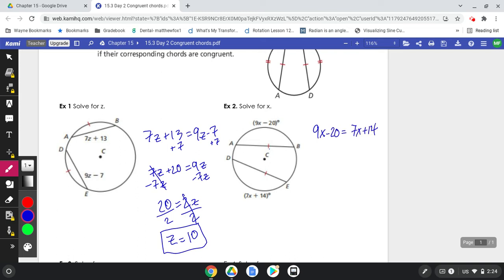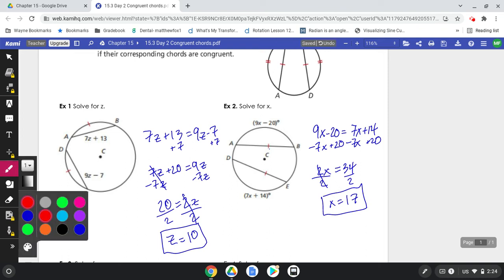If that is the case, algebra 1 again, minus 7x. I'm going to save time, add 20 at the same time. We'll get 2x equals 34. Divide by 2, x equals 17. And we are done.